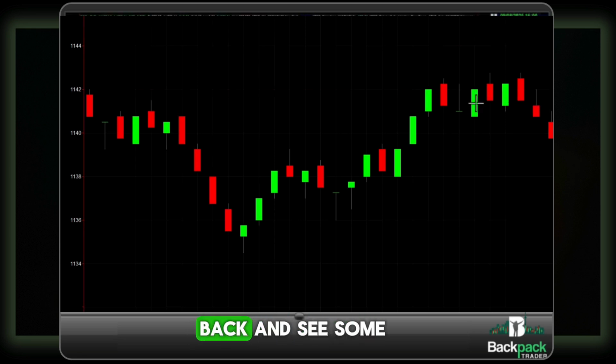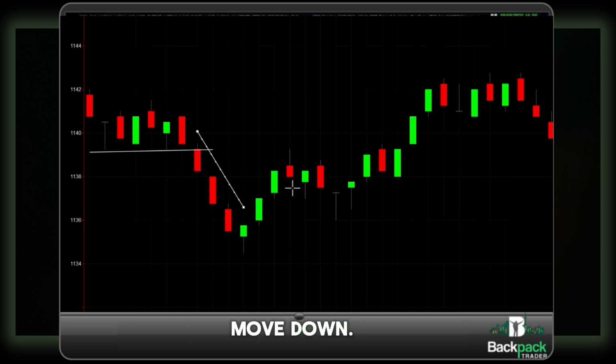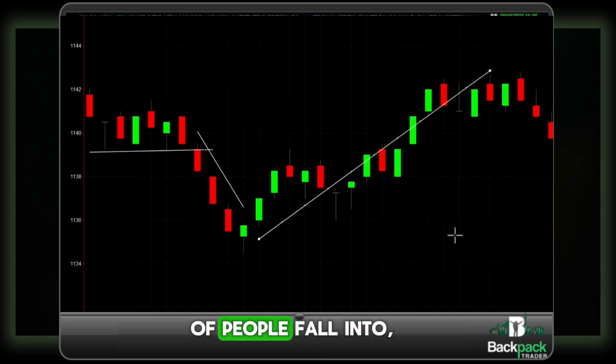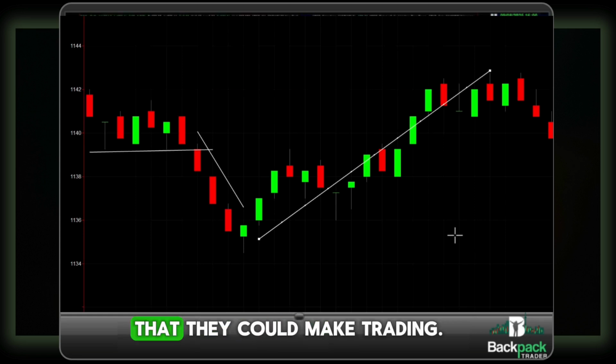It's easy to look back and see some nice moves and imagine how we could have made money. We could have traded the breakout right here, right? We could have made money on the move down. We could have somehow gotten into a long trade and made money on the way up. And this is the trap that a lot of people fall into, is that they look at all the beautiful trades that they could have made with the benefit of hindsight, and then they start imagining all the wealth and riches that they could make trading.